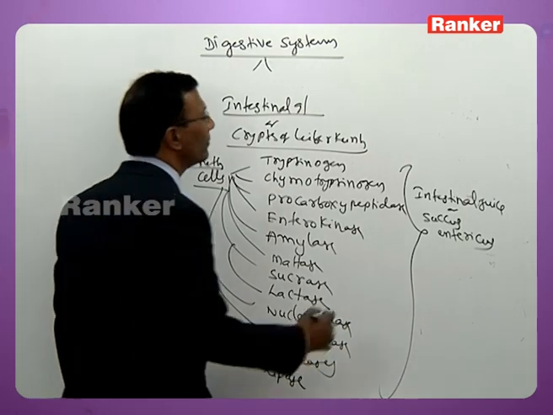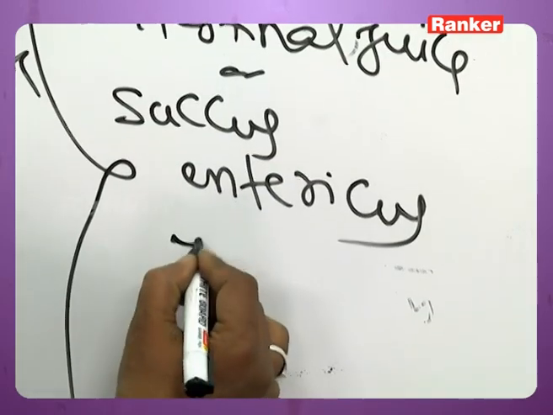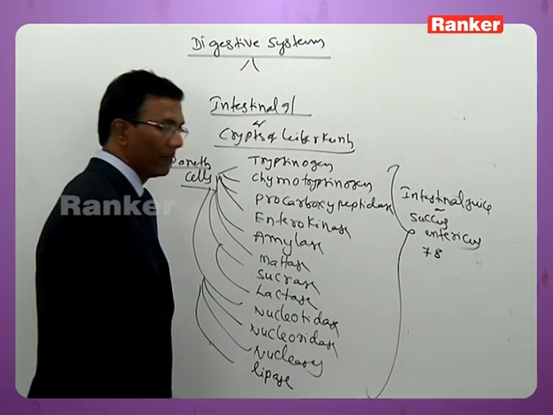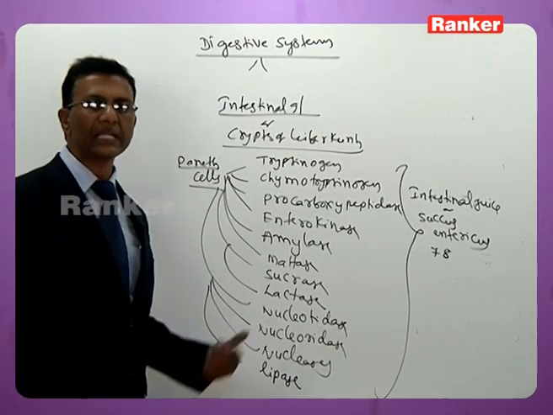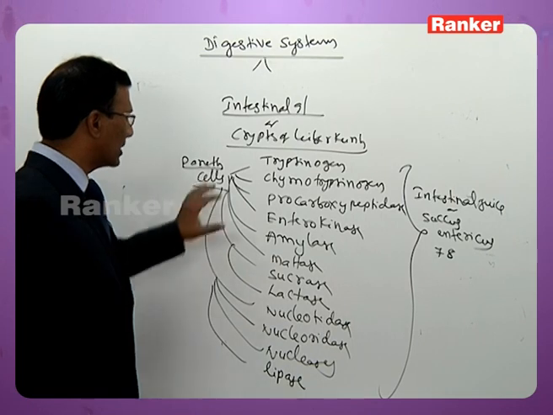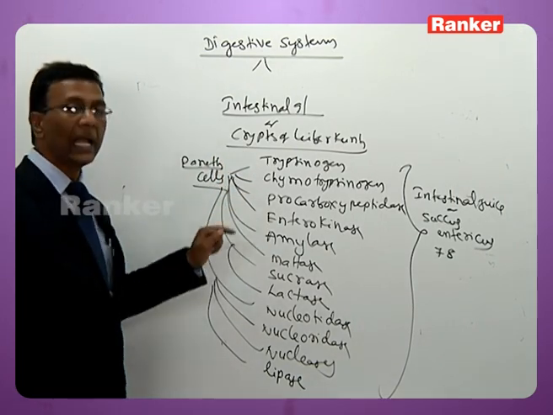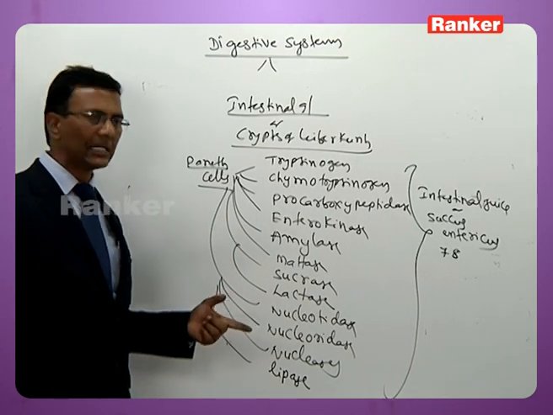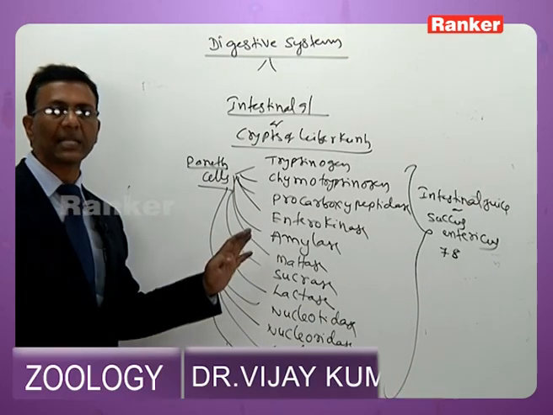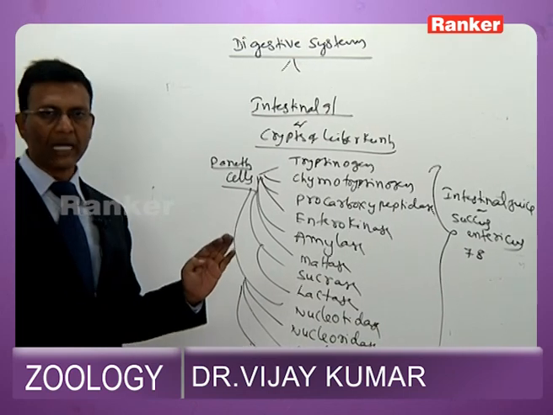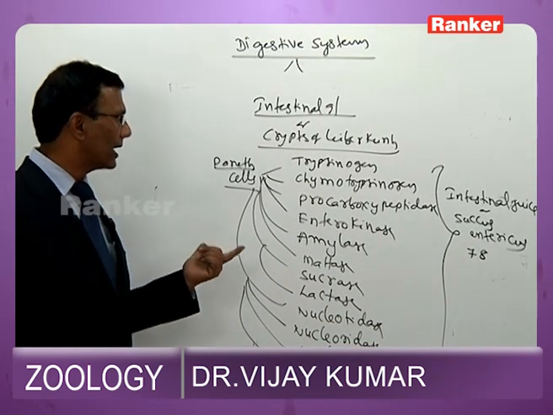With a pH of 7.8, that is highly alkaline. Okay, so there are proteolytic enzymes: trypsinogen, chymotrypsinogen, procarboxypeptidase, enterokinase. Among these, enterokinase is not an enzyme, it is only an activator. It is an activator for trypsinogen.